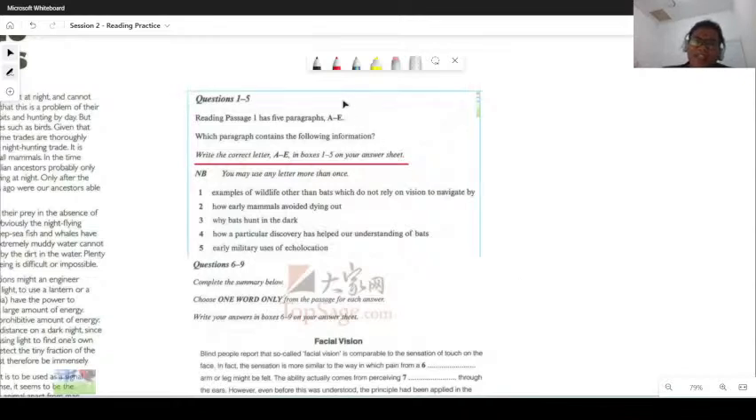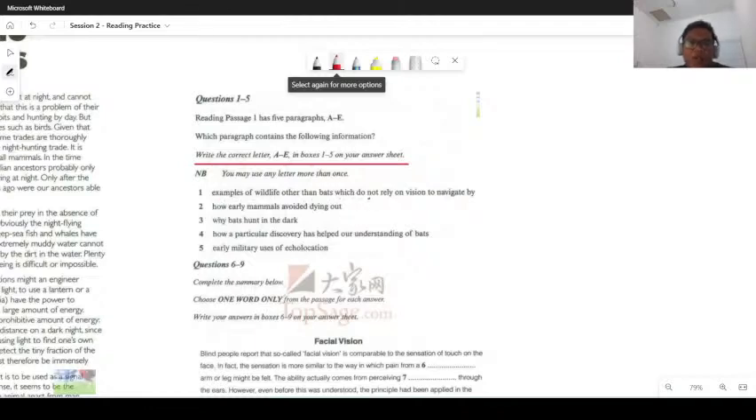Right. So let's take the first question as a sample. In the first question, they ask for examples of wildlife other than bats which do not rely on vision to navigate. If you are someone new to this, you're going to go, okay, I'm just going to memorize the whole phrase and try to remember that while I'm reading the reading passage. What you should actually do is memorize some of the keywords, keywords that are quite specific to the point, so that it will eliminate any paragraph that does not contain it, because this will help you skim and scan a lot faster.